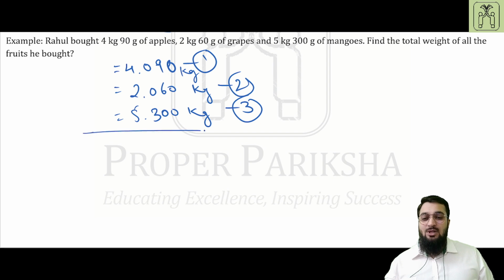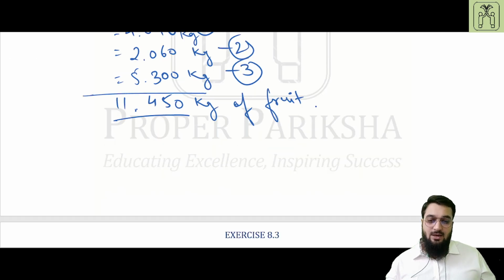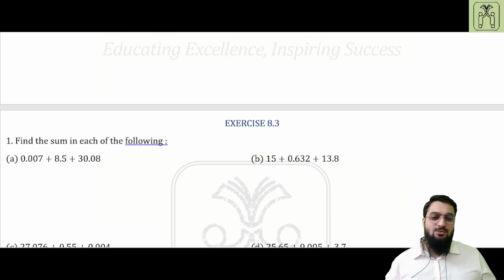Therefore, adding all them up, we will have the answer, that is 0 plus 0 plus 0 will give 0. 9 plus 6 will give 15. 1 will be carried over. 1 plus 3 will give 4. Decimal point aligned with the question. 4 plus 2, 6 plus 5 will give us 11. Therefore, Rahul bought a total of 11.450 kilograms of fruit. That is the answer. Or you can write 11 kilograms and 450 grams of fruit, whichever method you like the best. So with this, we conclude exercise 8.2.